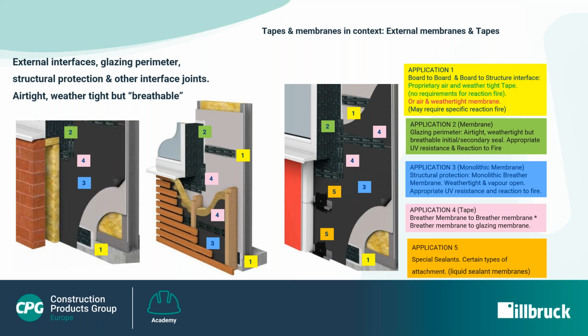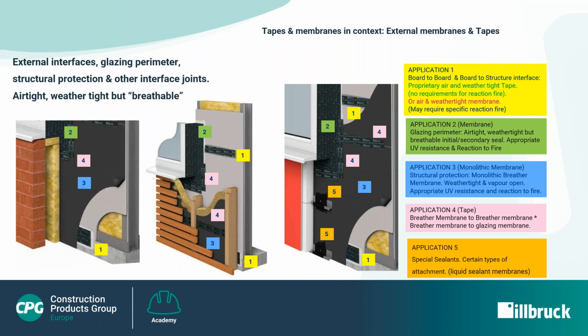Application 4 is the breather membrane overlapping seams to breather membrane perimeter to glazing membrane sealing application. Proprietary air and weathertight tapes will be used here to seal one to the other and to itself.